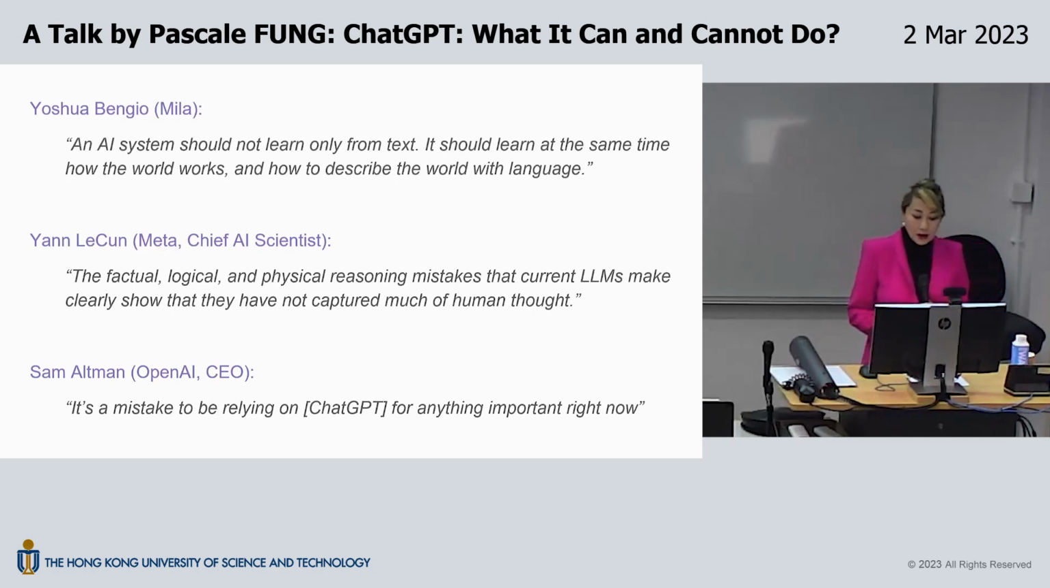So these are quotes from 3 people. Yoshua Bengio, who was the author of the first neural language model paper, says that an AI system should not learn only from text. It should learn at the same time how the world works and how to describe the world with language. Yann LeCun said the factual, logical, and physical reasoning mistakes that current LLMs make clearly show that they have not captured much of human thought. Sam Altman, the CEO of OpenAI, actually said it's a mistake to be relying on it for anything important right now. It's a blanket disclaimer. Okay? Use it at your own risk.